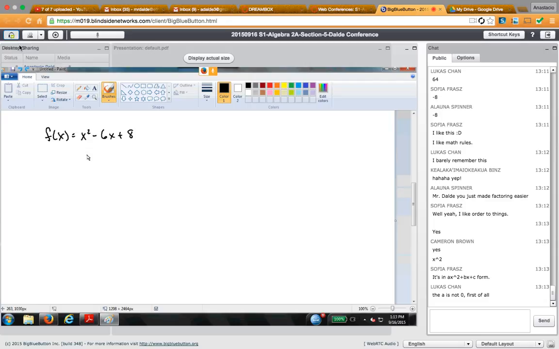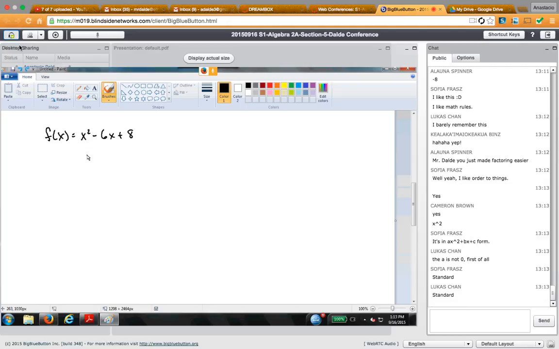What form is this parabola in? Oh, okay, Sophia's already got it. It's in standard form, ax squared plus bx plus c. In this case, a is 1, b is -6, and c is 8. Okay, good. I haven't even started completing the square yet, but we're getting there.